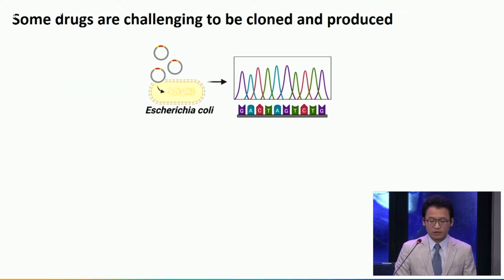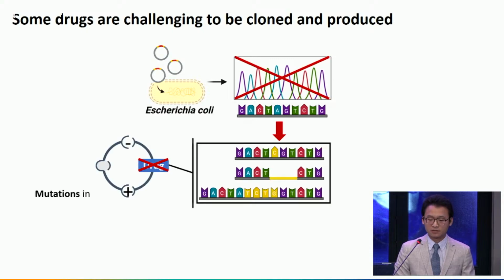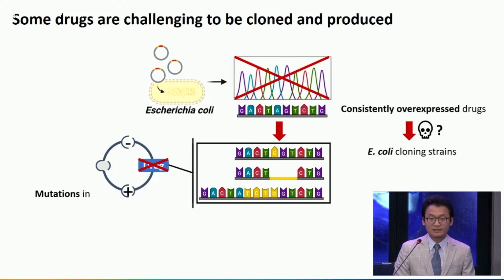During generation of recombinant plasmids in this thesis, we were faced with the fact that some drugs are challenging to be cloned and produced. Briefly, plasmid sequencing results frequently show incorrect sequences of the drug's DNA, including DNA substitution, deletion, and insertion. Because all promoters used in this thesis were validated with good performance in both Clostridium and E. coli, the drug would be consistently overexpressed in E. coli during generation of recombinant plasmids.